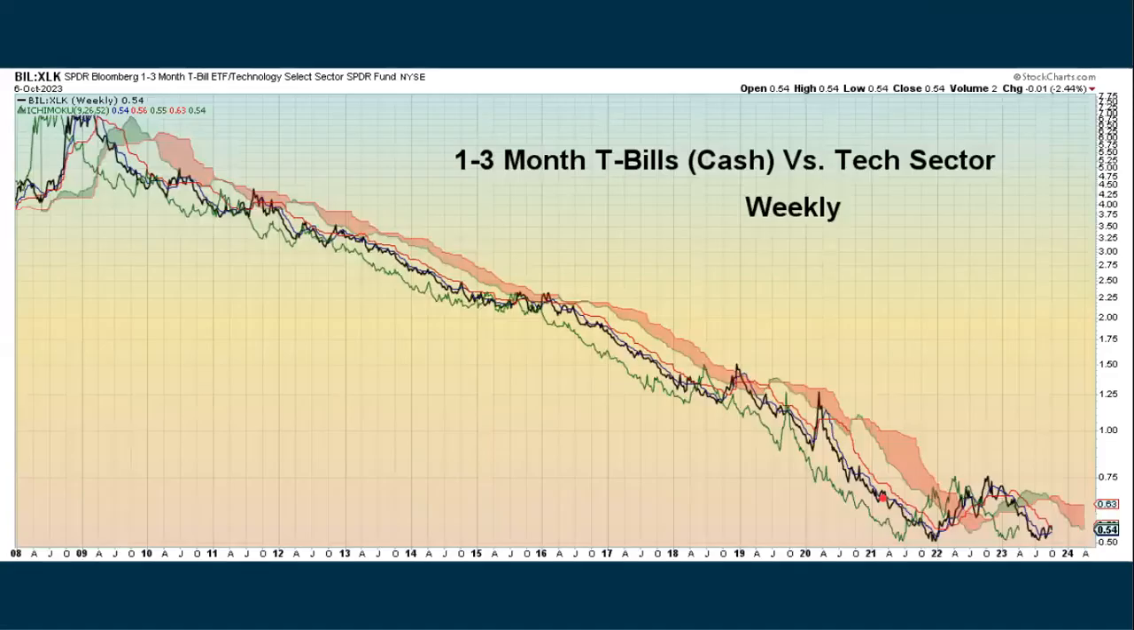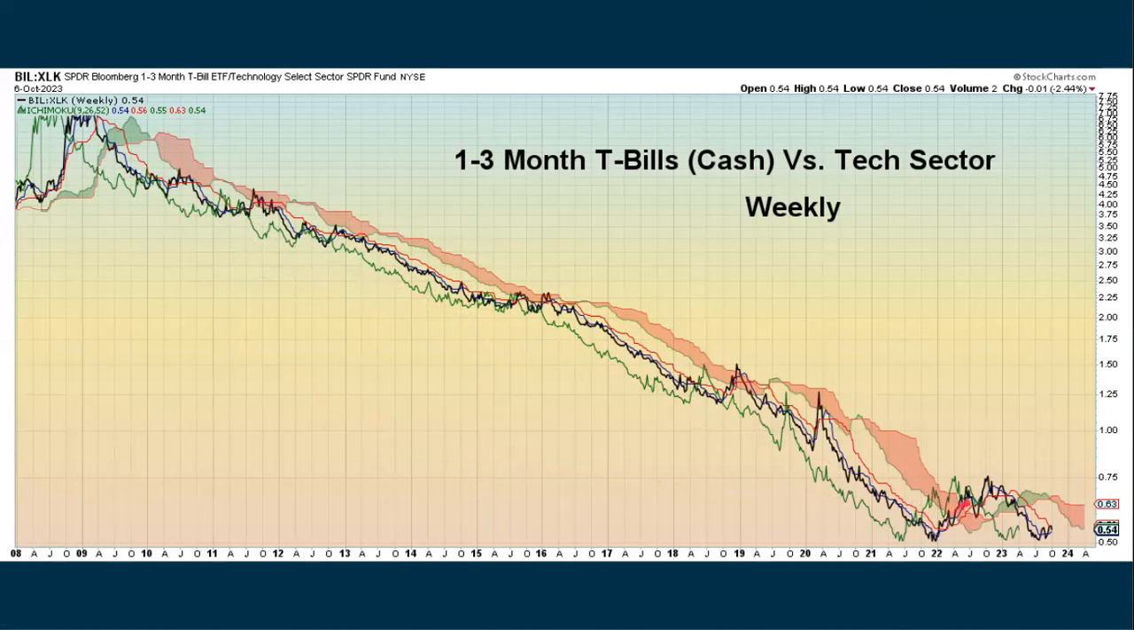This is a chart that you have to kind of look at in reverse, engineer it in your mind, because when it's going down, that's actually positive. The black line is the tech sector, and we compare that to cash. Well, going back to 2008, all the way up until 2022, the tech sector outperformed cash. Well, I mean, that makes sense.